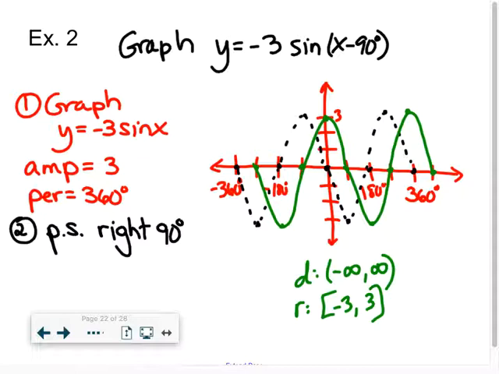All right, how are we doing with this? Is this making some sense? So I'm not doing anything new today, but putting everything together.